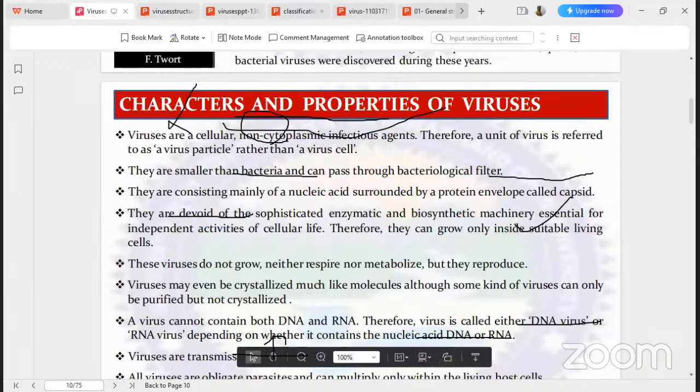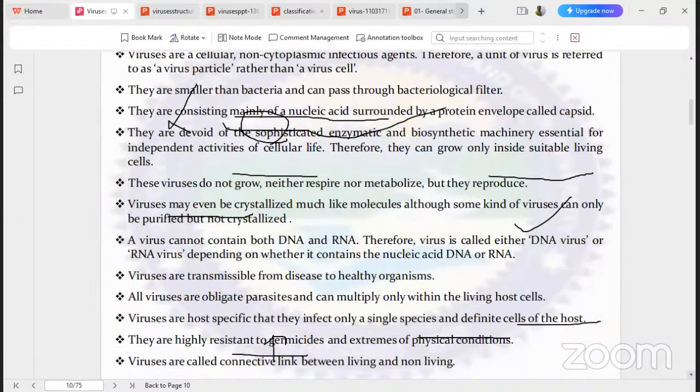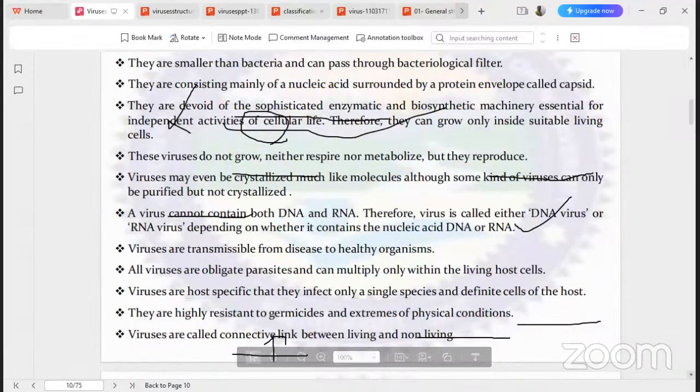A virus cannot contain both nucleic acids; either DNA or RNA is present. I already told you that plant viruses have RNA and animal viruses have DNA. But there is some variation: some plant viruses, cauliflower mosaic and wound tumor viruses, have DNA, whereas some animal viruses have RNA instead of DNA.